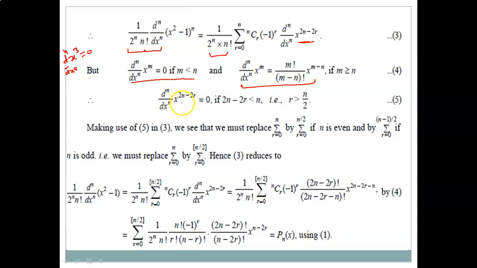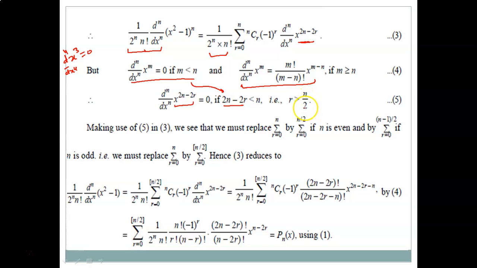But now in our case, we have to take the nth derivative of this. In fact, in place of m, we are having 2n minus r. So the nth derivative of x raised to this power is equal to 0 if the power is less than n, because of this fact. That is, if you simplify this, r is greater than n by 2. So the nth derivative of x raised to power 2n minus r is 0 when r is greater than n by 2.